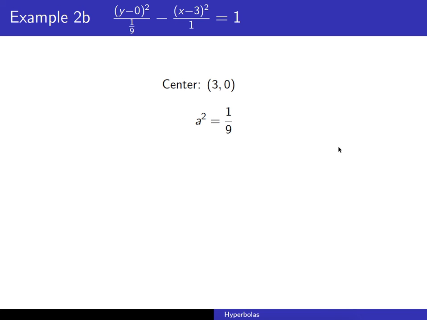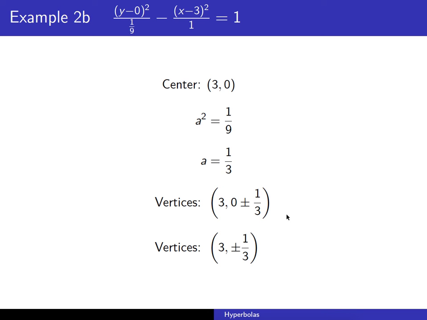A squared is going to equal 1/9. Again, a squared is always the one that's in the denominator that has the positive sign in front of it. So take the square root of 1/9, we get plus or minus 1/3. So because it's opening up and down, we're going to add and subtract 1/3 to the y coordinate of our center. And when we do that, we get vertices at 3 and then plus or minus 1/3.